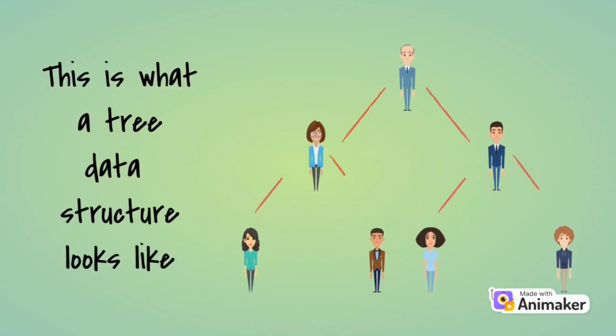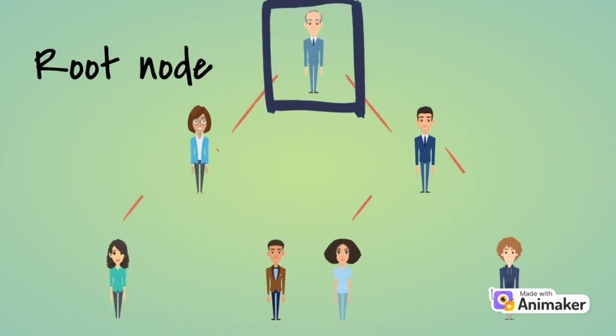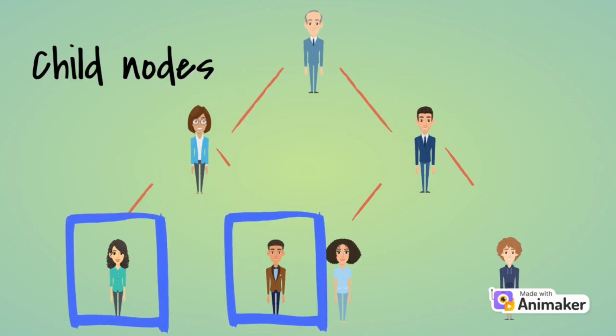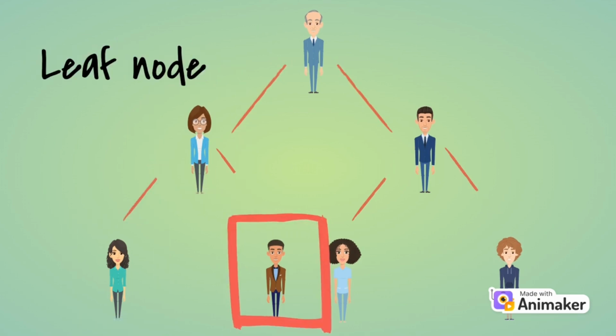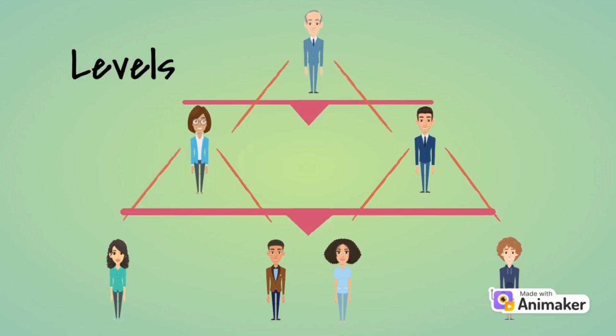This is what a tree looks like. Tree components consist of nodes and edges which connect nodes, the root node, which is the topmost node, and parent nodes, which sometimes have child nodes. Child nodes can be leaf nodes without children, or internal nodes located between the root node and leaf nodes. Trees can also have different levels. This is a three-level tree.